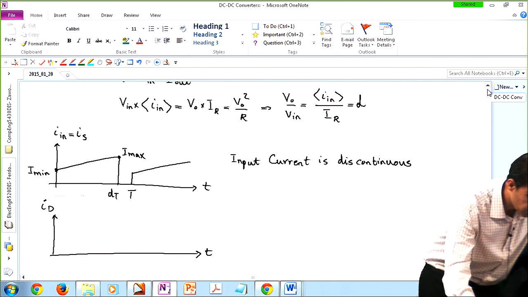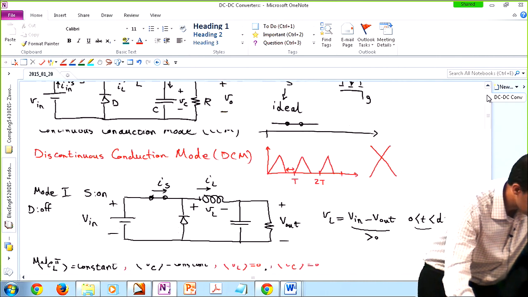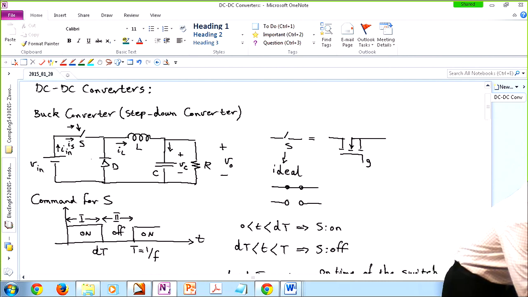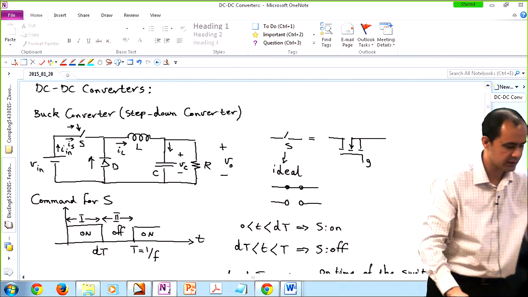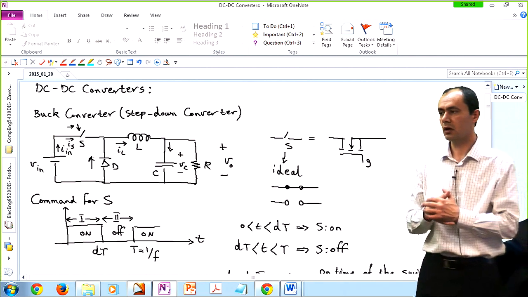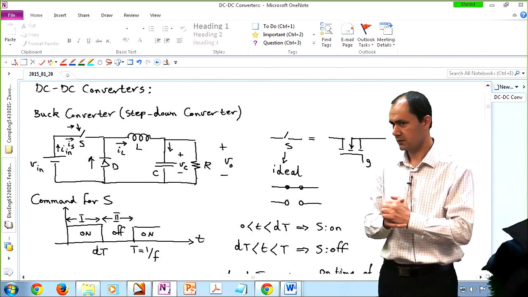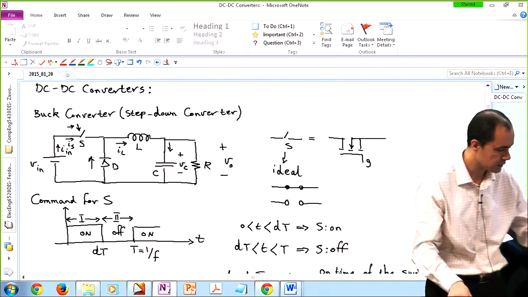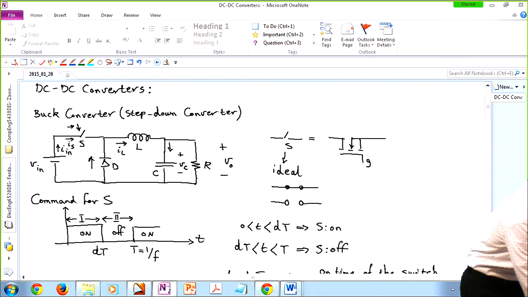Now, in the end, if you are interested in drawing the current waveform of the diode, please remember this for your homework assignments and quizzes. We always define the current of a diode flowing from anode to cathode, and the diode current should always be positive or 0. You can never have negative current for the diode, assuming that you are following the right direction.